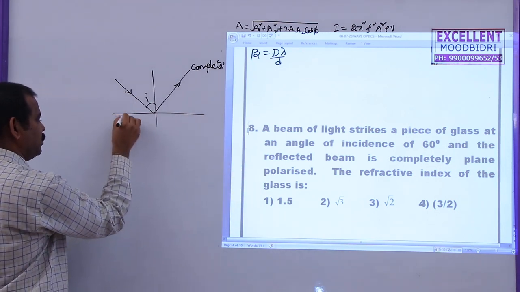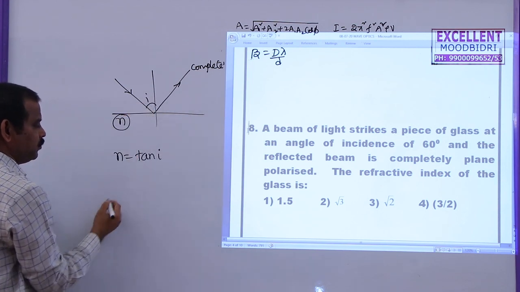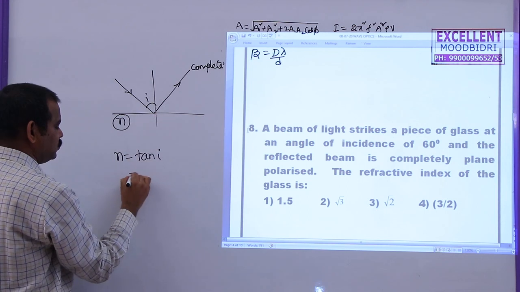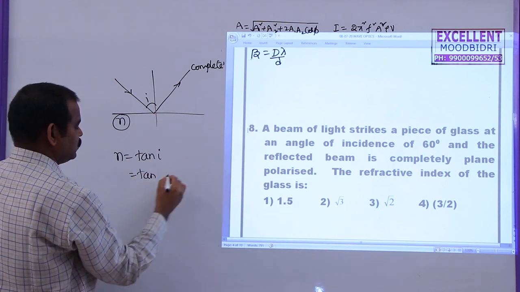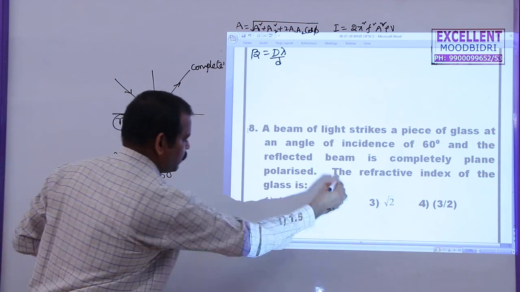So the refractive index of this medium is given by the tangent of the Brewster angle. That means the tangent of the angle of polarization. So which is given by here, the angle of incidence is 60, tan 60 is root 3. So the option is root 3.